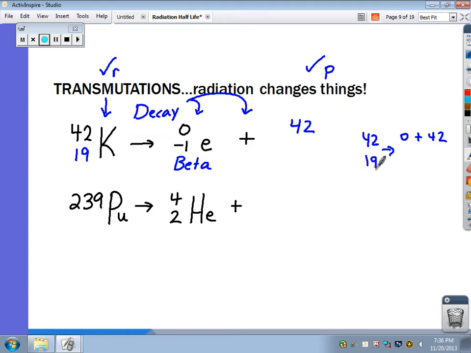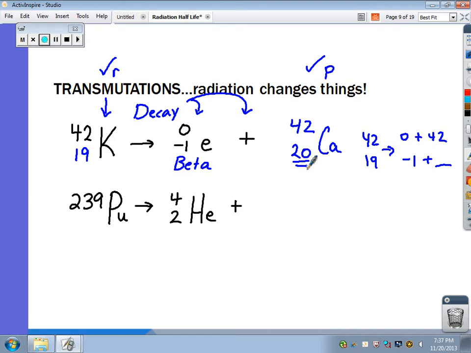19. And I have a minus 1 on this side. What should I put in this blank? Well, what plus minus 1 equals 19? 20, right? And if you look on the periodic table, in 20's box is calcium. And so this transmutation, or beta decay, happens when 42 over 19 potassium gives off a beta particle, leaving behind 42 with a 20 for calcium.